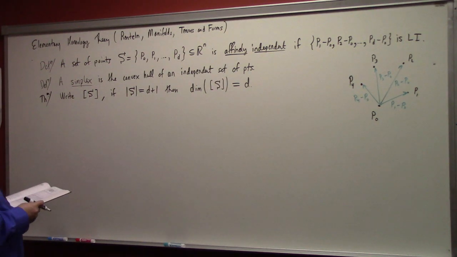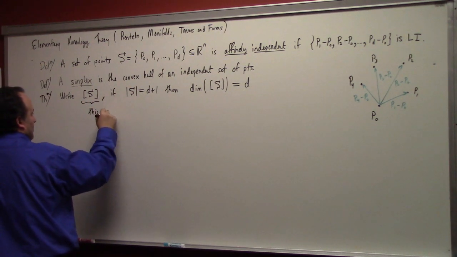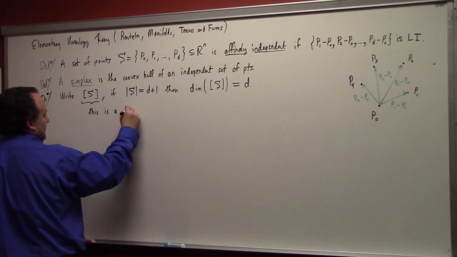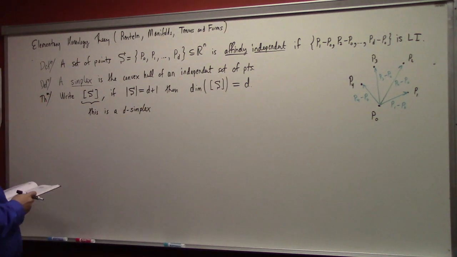In this context, this would be called a D-simplex. So a D-simplex is one which is the convex hull of d plus 1 points. Now he lists some examples. A triangle is a 2-simplex. A tetrahedron is a 3-simplex.